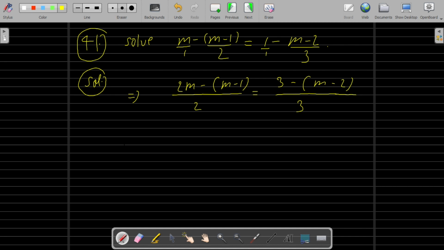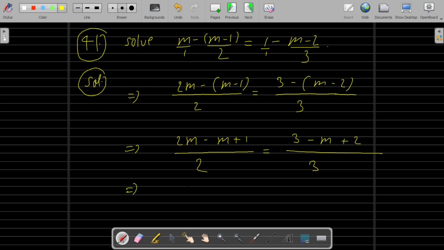So in the left hand side, this is 2m minus m plus 1 plus 1 equals to, 3 is in the denominator, 3 minus m plus 2. This minus into m will be minus m, this minus into minus 2 will be plus 2, because you know that minus into minus equals to plus.